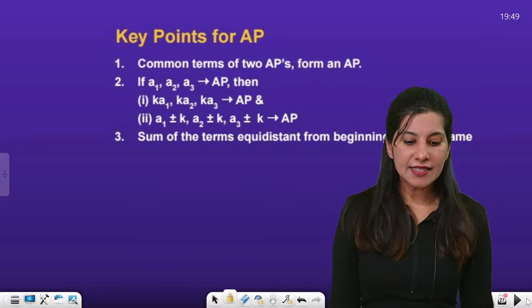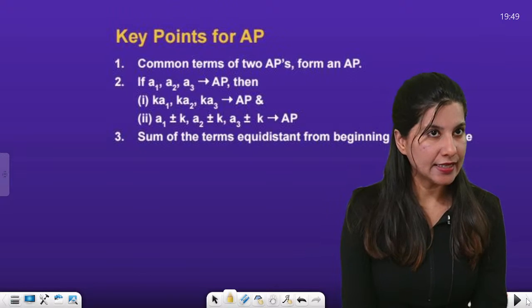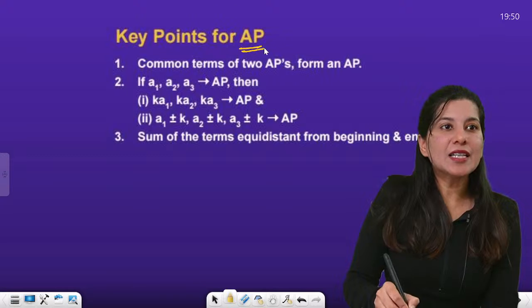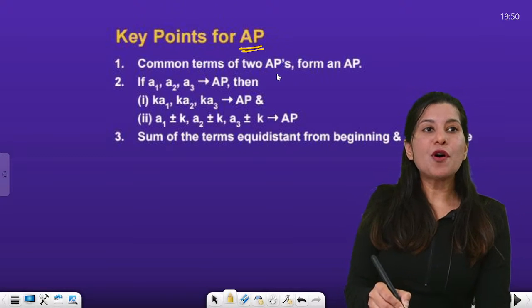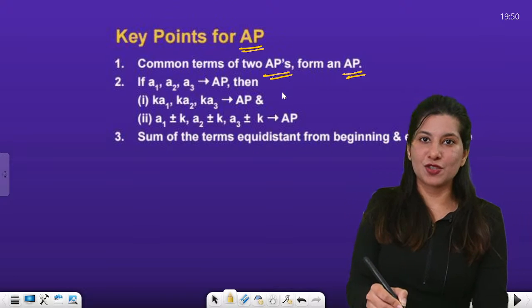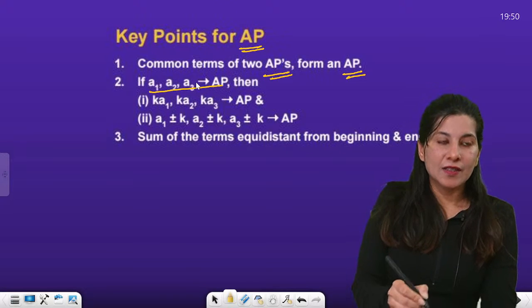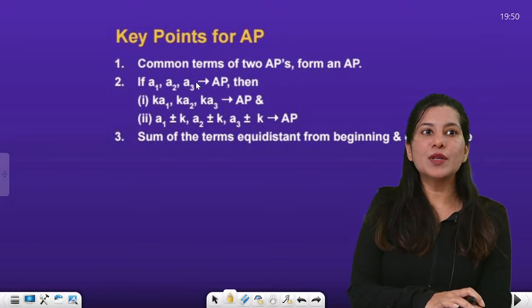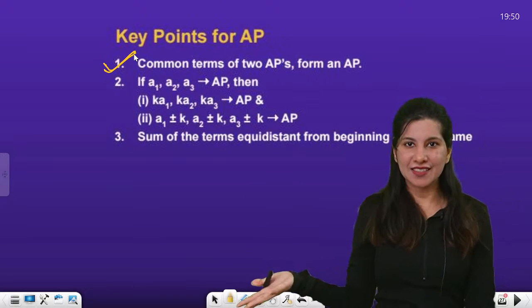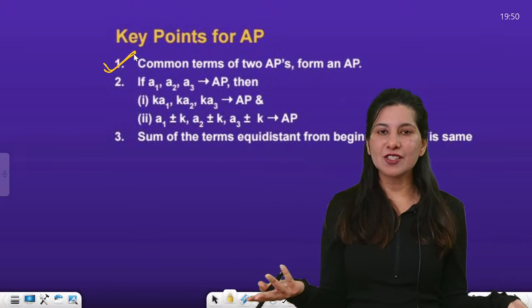Let us understand a few properties related to arithmetic progression. First: common terms of two arithmetic progressions will also form an arithmetic progression. So, suppose I have 3 in AP. Common terms of two arithmetic progressions form an AP. This we have already seen. The first point is clear, right? We have just solved the question related to the first point.